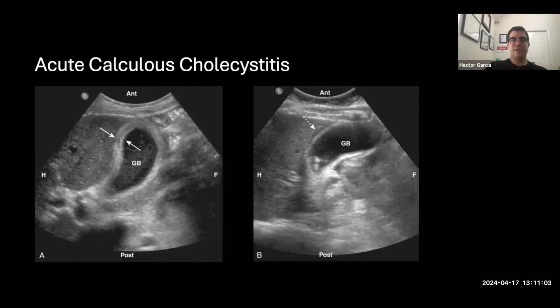So if you see a patient with this in the presentation of fever, right upper quadrant pain, and leukocytosis, because it's an itis, which means that there is inflammation, then this is acute calculous cholecystitis. And if you see gallstones, then that's what we mean by calculous.